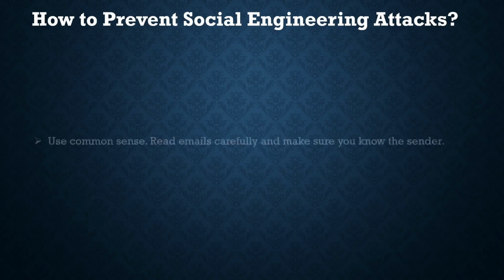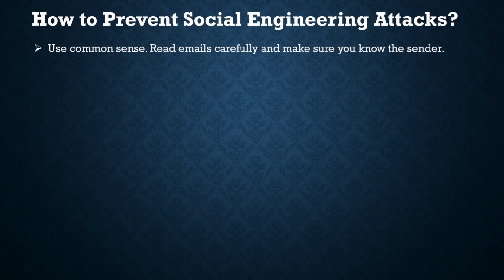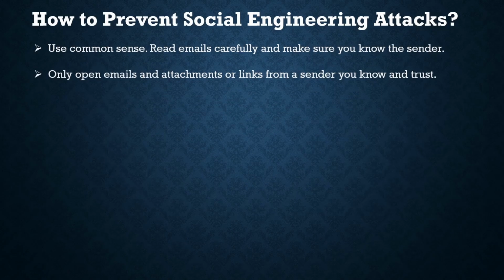So the first tip is use common sense. Read emails carefully and make sure you know the sender. If you don't know the sender, then you don't have to reply to that particular email, right? So use your common sense. Next is only open emails and attachments or links from a sender you know and trust. Like if you are receiving an email that pretends to be a company and threatens to shut down an account or a service, then don't fall for this trick.